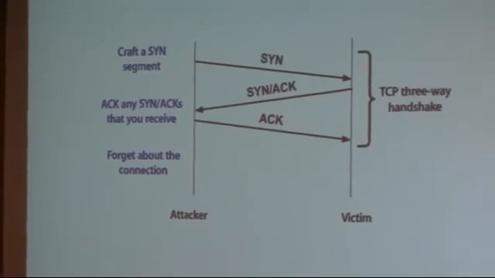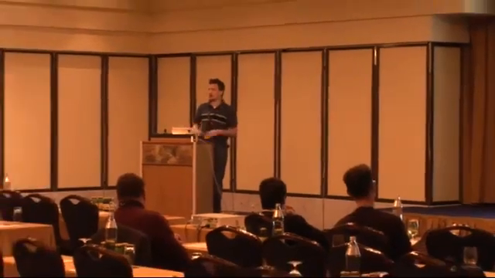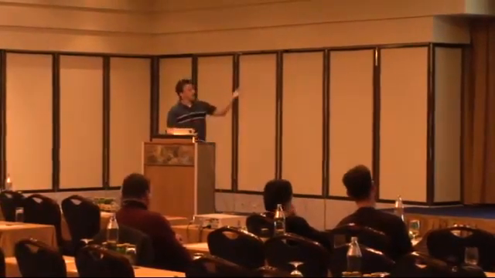So the attacker crafts a SYN segment. As soon as he receives a SYN-ACK in response, he simply acknowledges whatever SYN-ACK he received, right? So it's not necessary to keep track of the sequence number or acknowledgement numbers or anything. At the point he acknowledges the SYN-ACK, the connection on the victim side, of course, will have been established, and at that point, the attacker simply forgets about the connection. So this basically means that after this three-way handshake, there's a connection in the established state on the victim side, but on the attacker side, there's no memory tied to this connection.